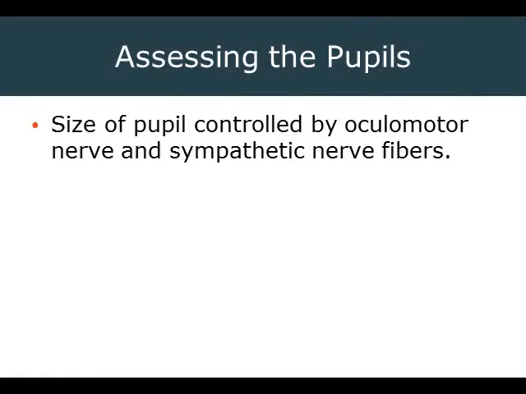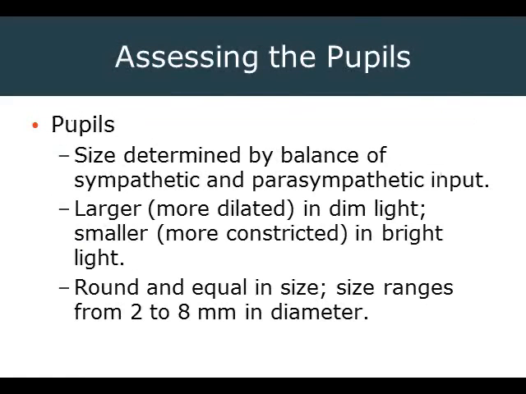Certain drugs, for example. Most drugs will not cause the eye to constrict. If we have very constricted pupils, it's usually a sign of a narcotic drug. We're going to get to that in a second. The pupils are determined by the balance of sympathetic and parasympathetic input. Sympathetic generally causes our eyes to dilate so we can see more and have more acute vision. Parasympathetic usually causes our pupils to constrict.